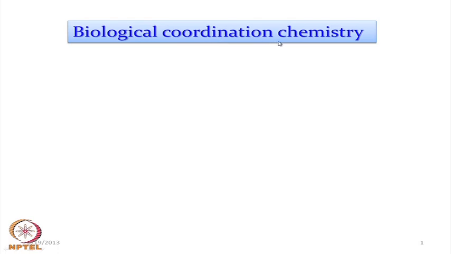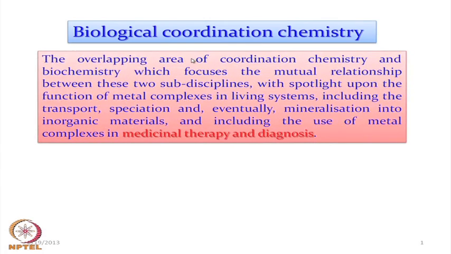So, coordination chemistry is an integral part of dealing with these biological molecules, and biologists should also know a little bit of this sort of chemistry, otherwise it is very difficult to explain what is happening there involving a large number of important metal ions, metalloids and non-metals. So, this is basically an overlapping area of coordination chemistry and biochemistry, which focuses on the relationship between these two subdisciplines and on metal complexes in living systems.